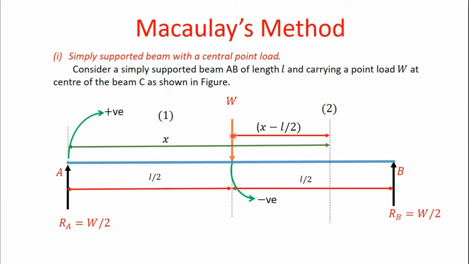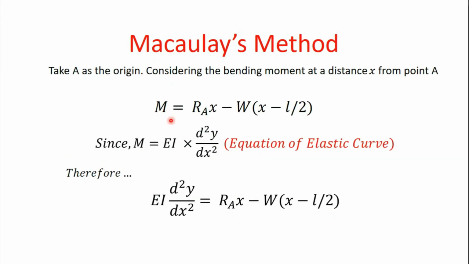Now the moment for W will be W into x minus L by 2, and the moment for RA will be RA into x. So we will make a bending moment equation along this axis at the point shown as a dotted line, and the moment equation for bending moment along the axis at x is given as RA into x minus W into x minus L by 2.